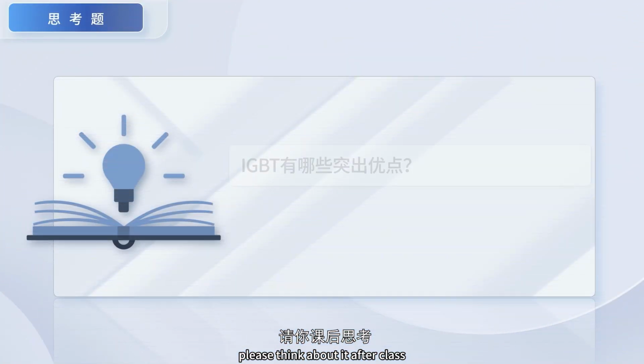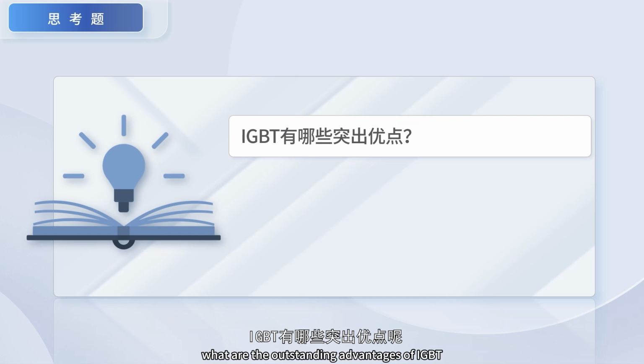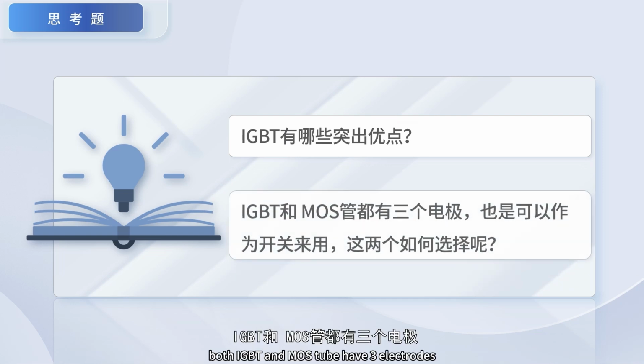Please think about it after class. What are the outstanding advantages of IGBT? Both IGBT and MOSFET have electrodes and can also be used as a switch. How to choose between the two?